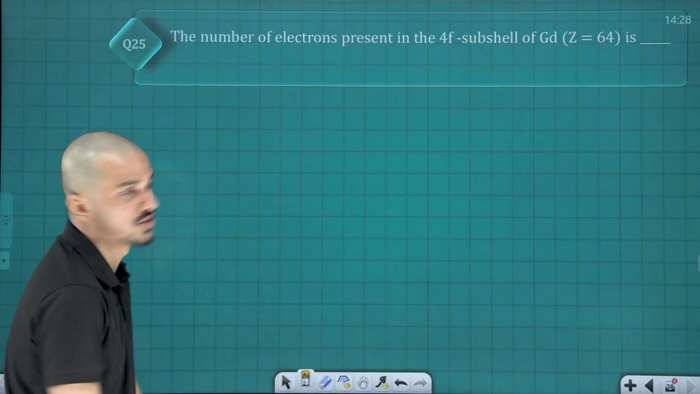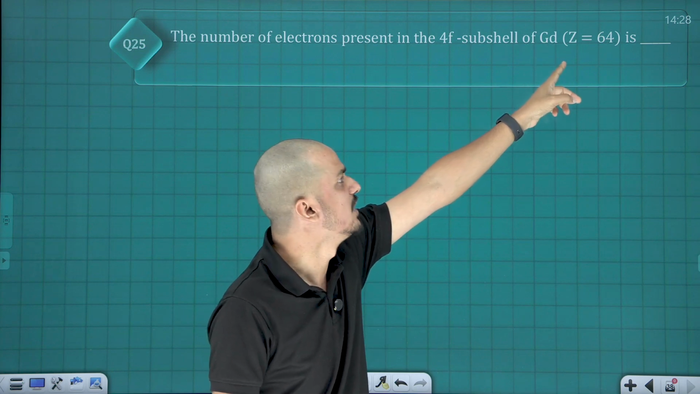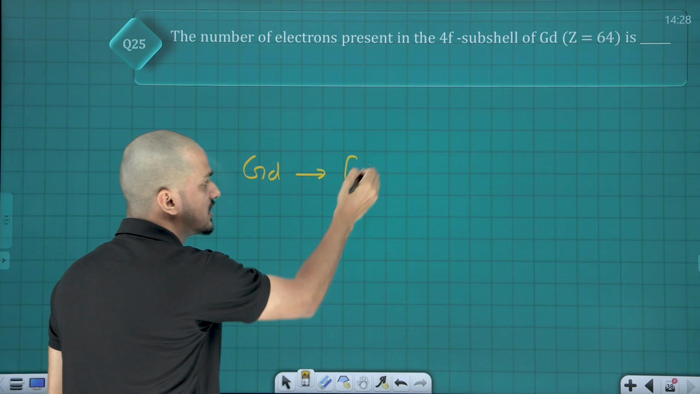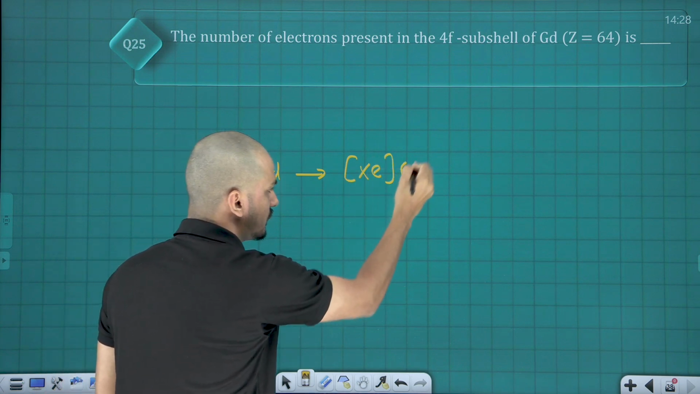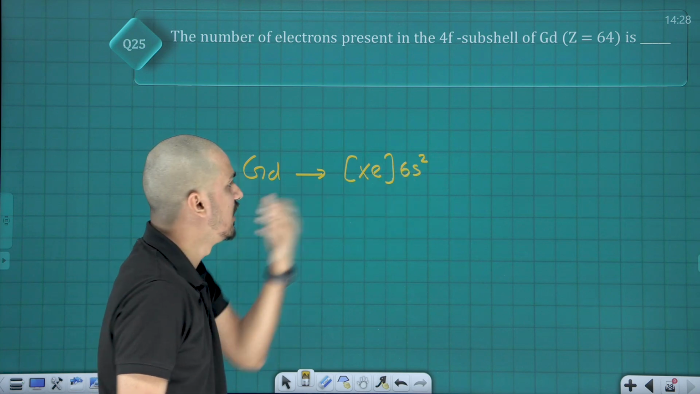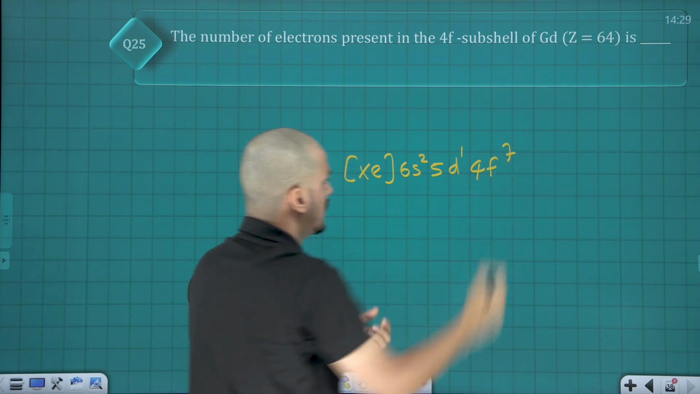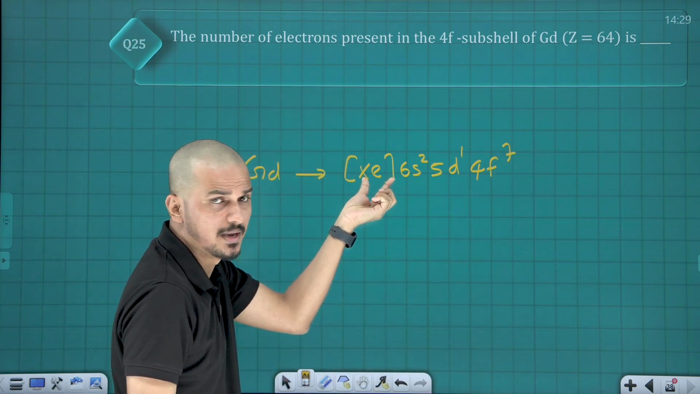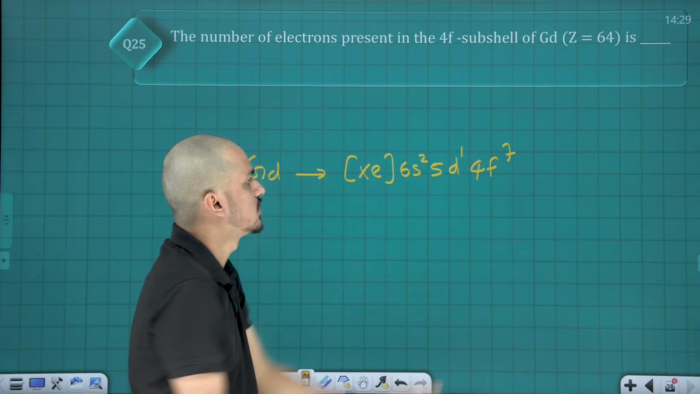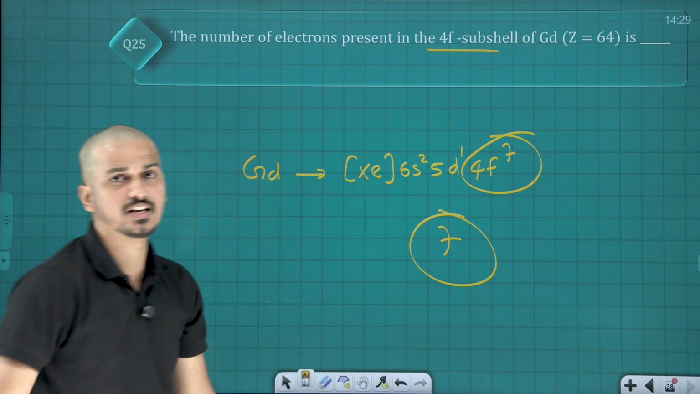This is the last question: the number of electrons present in the 4f subshell of gadolinium, Z equal to 64. The electronic configuration of gadolinium 64 is xenon 6s2. Xenon is 54, then 6s2 makes 56, then 5d1 makes 57, and 4f7 makes 64. Now they are asking how many electrons are in 4f. 7 electrons are there in 4f.